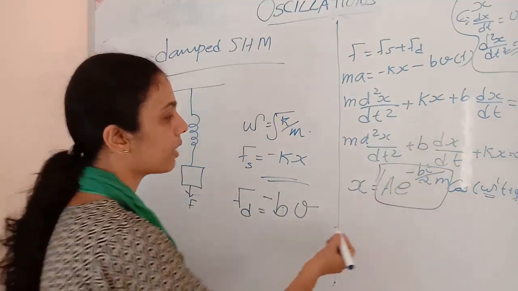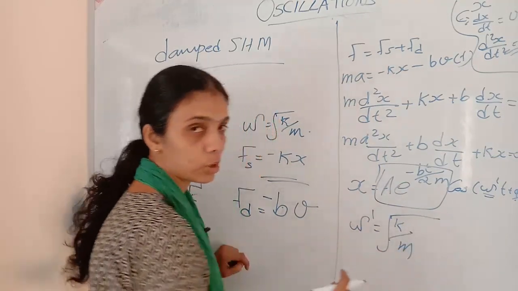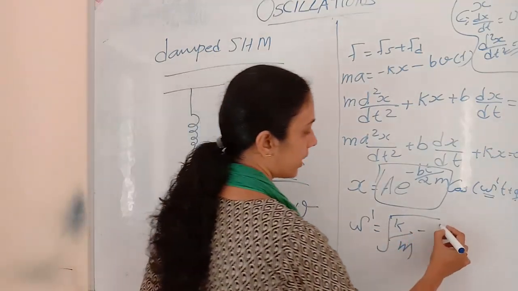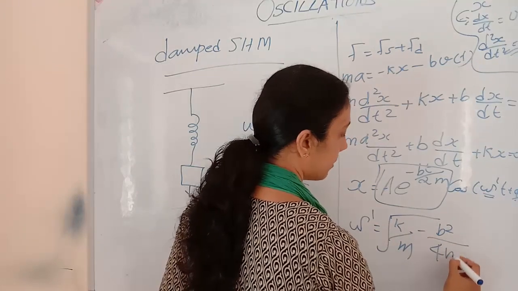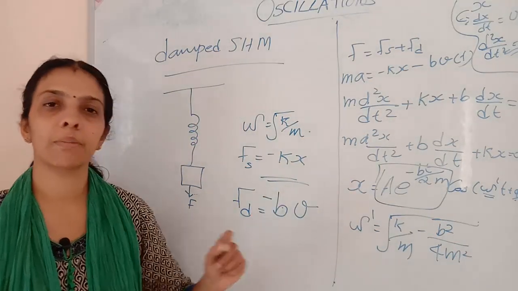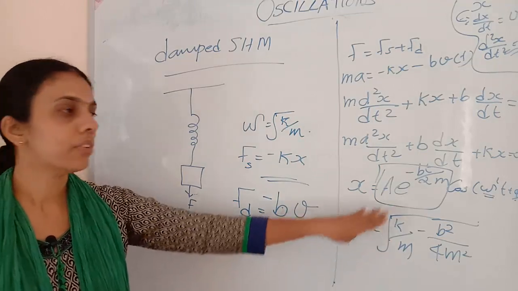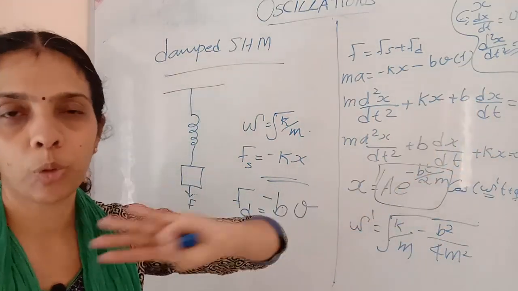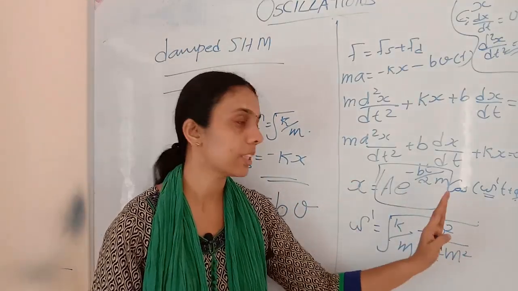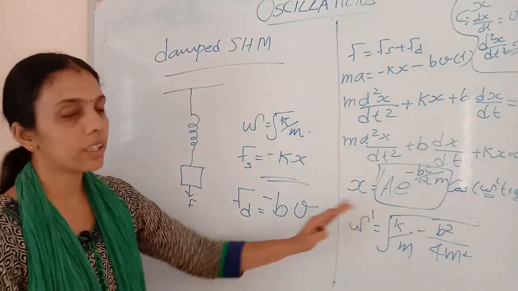So now how can we find this? Omega dash equals root of k by m, which is the actual value we were getting if we are not considering damping. Along with that we get a damping term, that is omega dash equals root of (k by m minus b square by 4m square). That is the angular frequency of the damped simple harmonic motion. Okay, so the angular frequency is also decreasing with respect to the velocity term. b is the constant which comes along with the velocity term, right? So it is coming in this way.